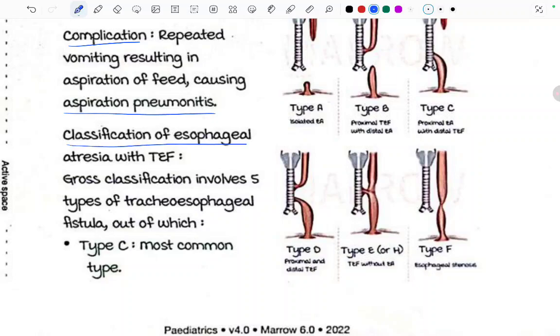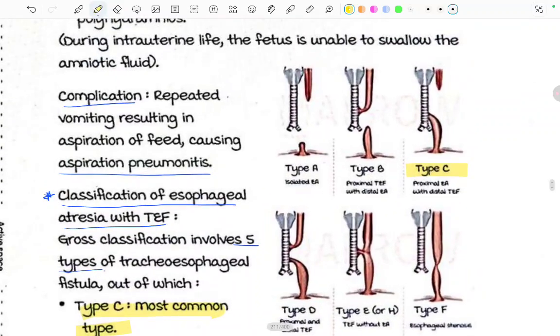Classification of esophageal atresia with tracheoesophageal fistula. Gross classification involves five types, out of which type C is the most common one. In type C, there is proximal esophageal atresia and a distal tracheoesophageal fistula. See, this is the proximal part which is atretic, and the distal part is connecting to the trachea. These are the other types.